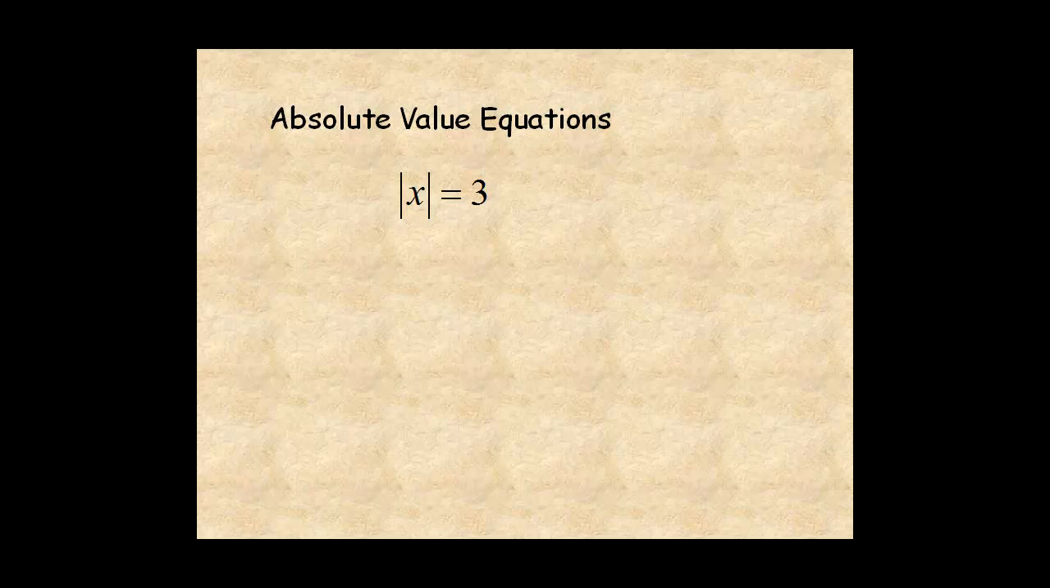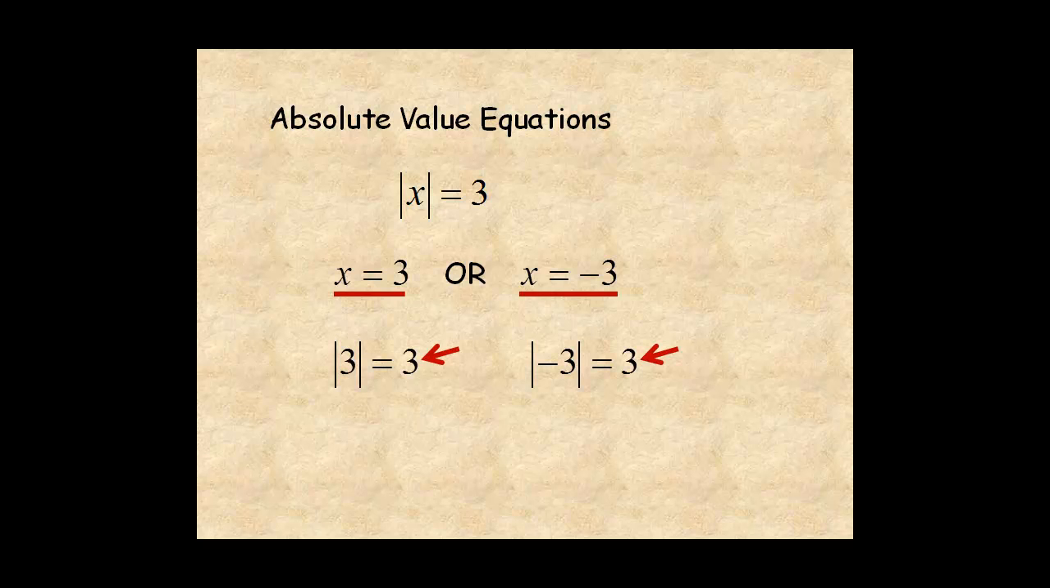Here is a simple equation, the absolute value of x equal to 3. You should be able to see that the equation has two solutions, x equal 3 or x equal -3, since both 3 and -3 have absolute values equal to 3. You can use this idea to solve more complex equations with absolute value.